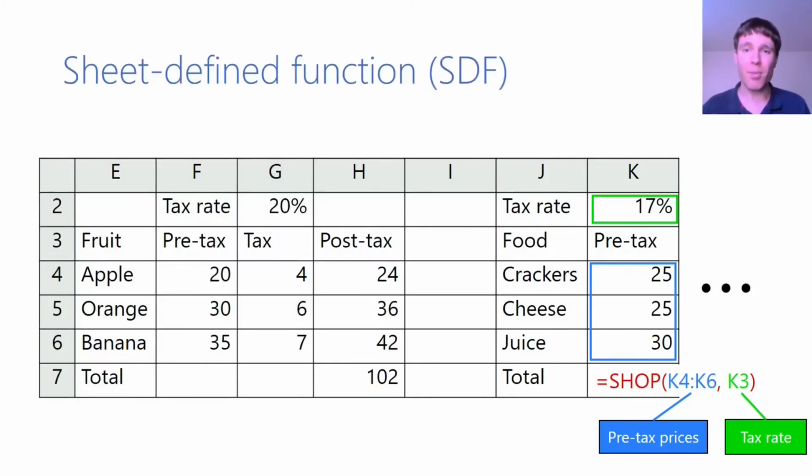Fortunately, there's an easier approach that has appeared in many research systems, and we think it's only a matter of time before it becomes mainstream, the sheet-defined function, or SDF. To make our original formulas into an SDF, we just mark the cells that represent the inputs and output of the function and give it a name. Now we can call shop on the second list just like a built-in function.